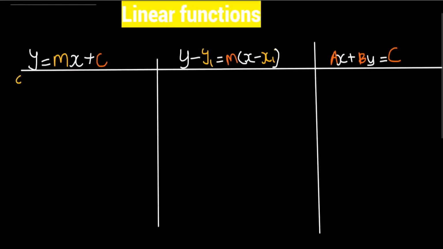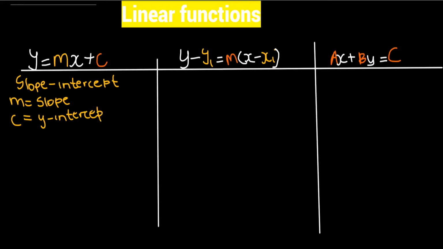The first equation is known as the slope-intercept form. In this equation, there are two parameters you need to know, m and c. M is your slope, c is your y-intercept. M, you can calculate it the same way you used to in geometry.